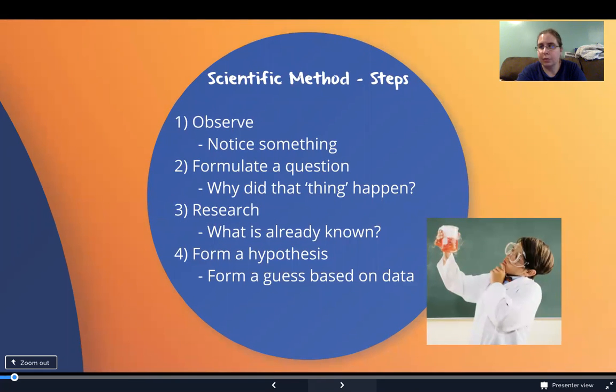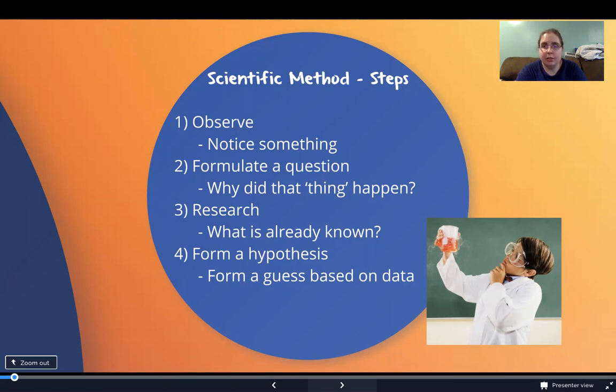So let's start talking about the different steps. Now, before people start saying, but I learned a different number of steps, that's okay. Different textbooks have them listed differently. Sometimes they condense them down, sometimes they spread them out. It's fine. It's all the same information.